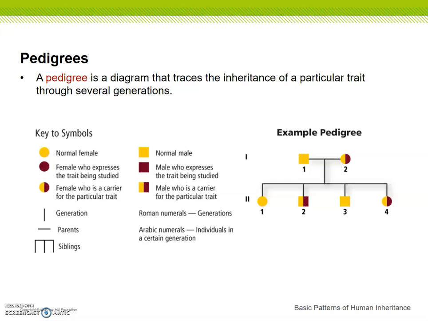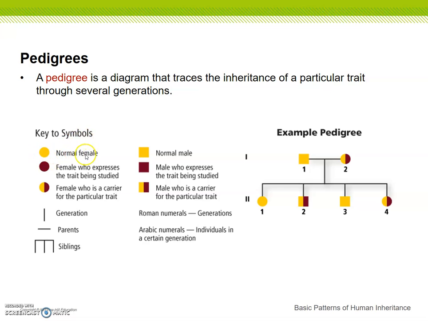Okay, when we talk about these things, it's important to know what a pedigree is. A pedigree is a diagram that traces the inheritance of a particular trait through several generations. This picture here that you can see on your screen is an example of a pedigree. On the left, it gives you kind of a key for some of the symbols here.